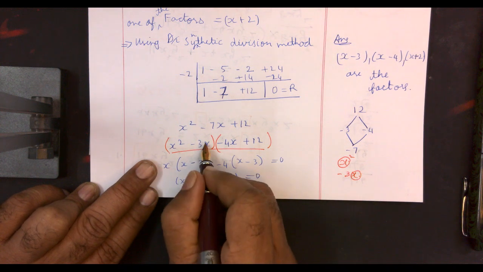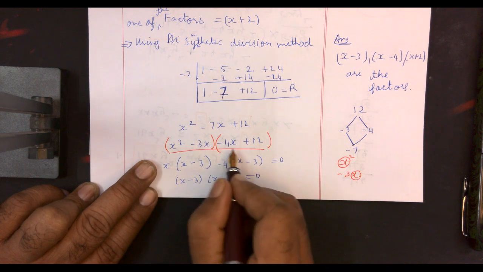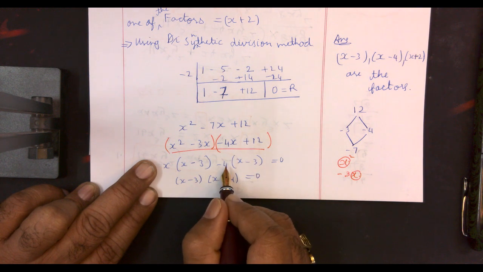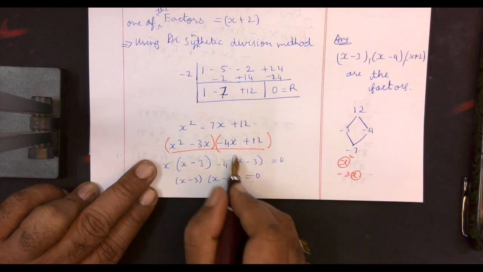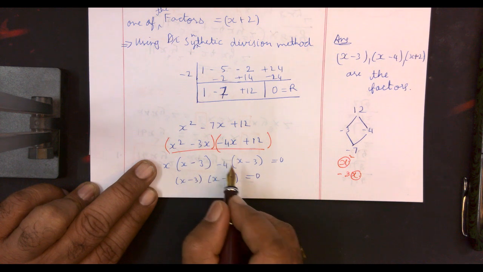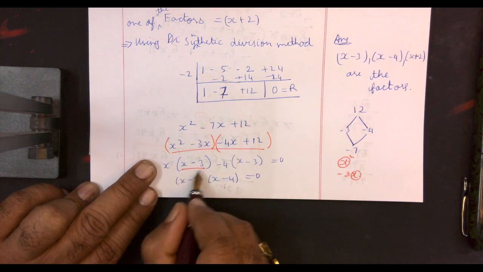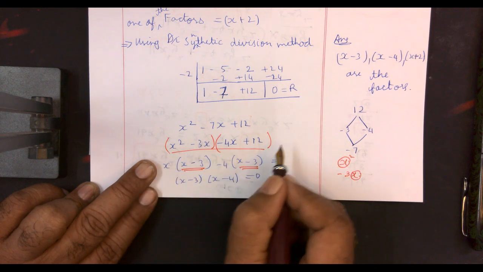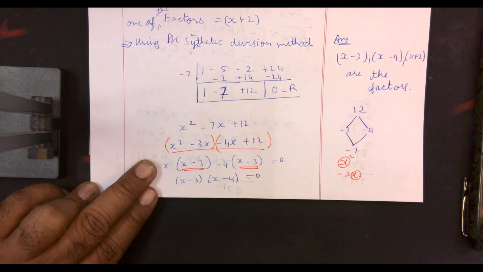And then minus 3x divided by x, minus 3. So similarly 4 and 12, the factor is 4. GCD is 4. Now we have obtained, we have taken minus 4. Make sure you should get the same term here. Okay, so in such a way you have to take the GCD. Is it clear? Right.